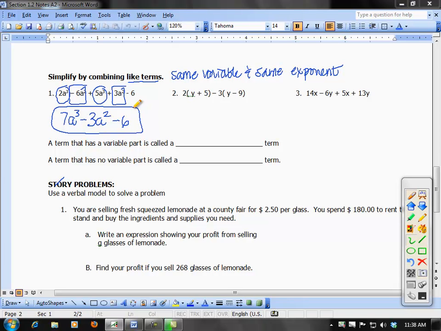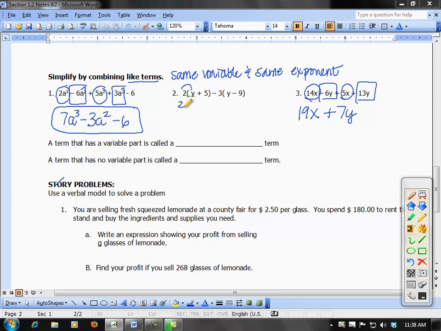I have 14 x's and 5 x's, which means I have a total of 19 x's. I have negative 6 y's and a positive 13 y. So negative 6 and positive 13 is a positive 7 y's. And I'm hoping that you're finding this really nice. Last one, let's distribute and then we'll do the same thing.